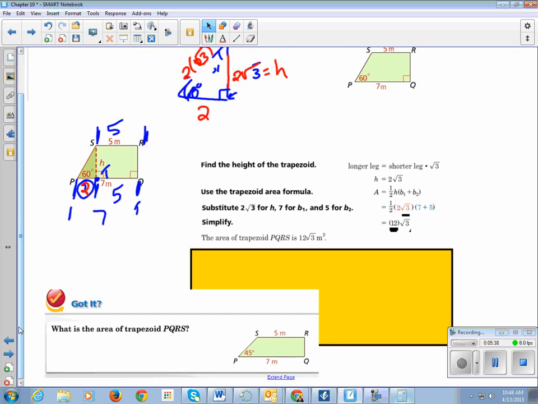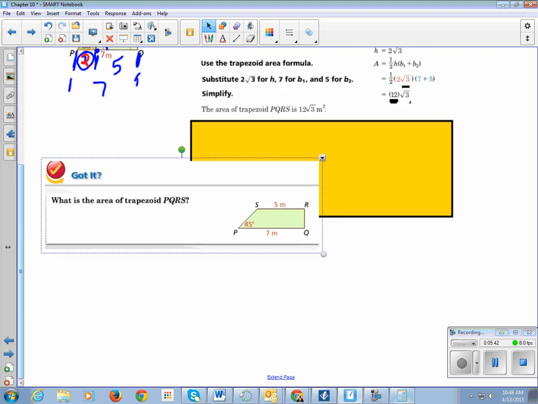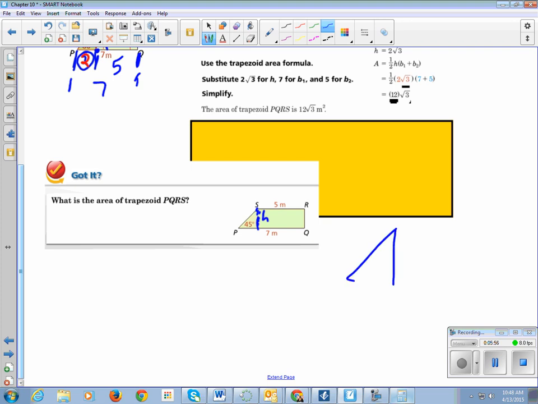All right, let's see if we got this. We have a trapezoid PQRS. Instead of a 30, 60, 90, we have a nice little 45, 45, 90. Just to remind you of what our 45, 45, 90s are: if we have a side here, it's also equal to the side here, which is equal to the side times the square root of 2.